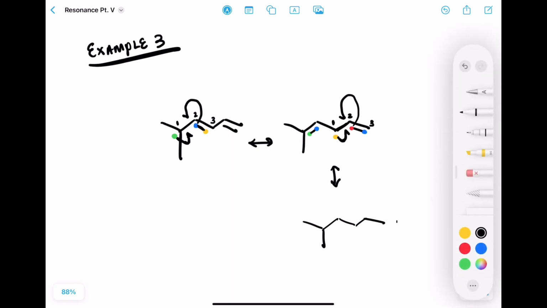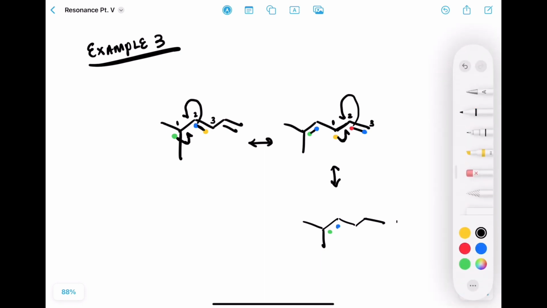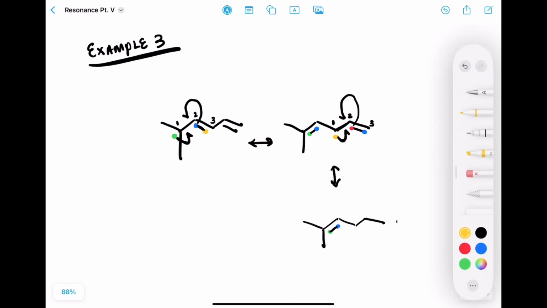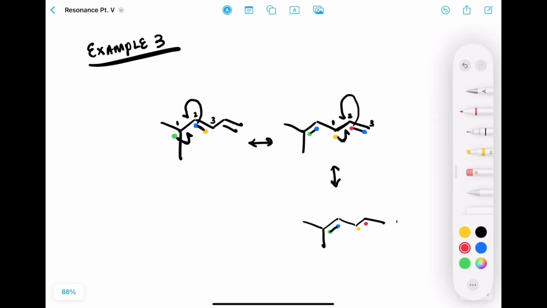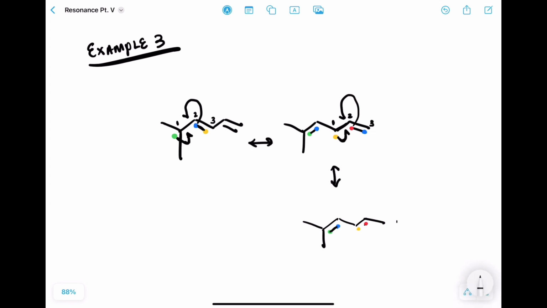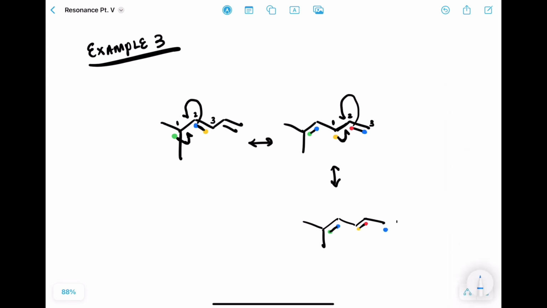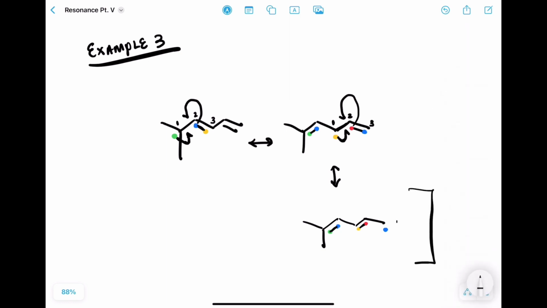Go ahead and draw this and that. Okay, and now we'll go ahead and draw electrons. And then now the blue radical is alone by itself. So these are the three resonance structures.